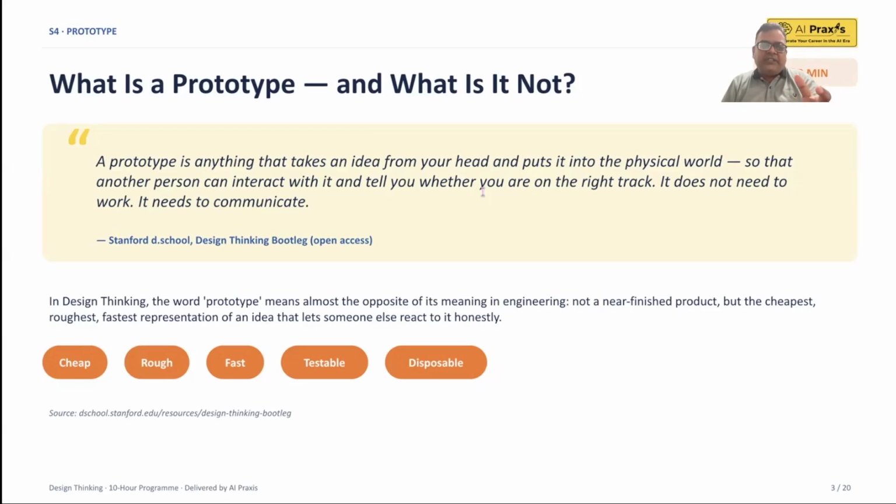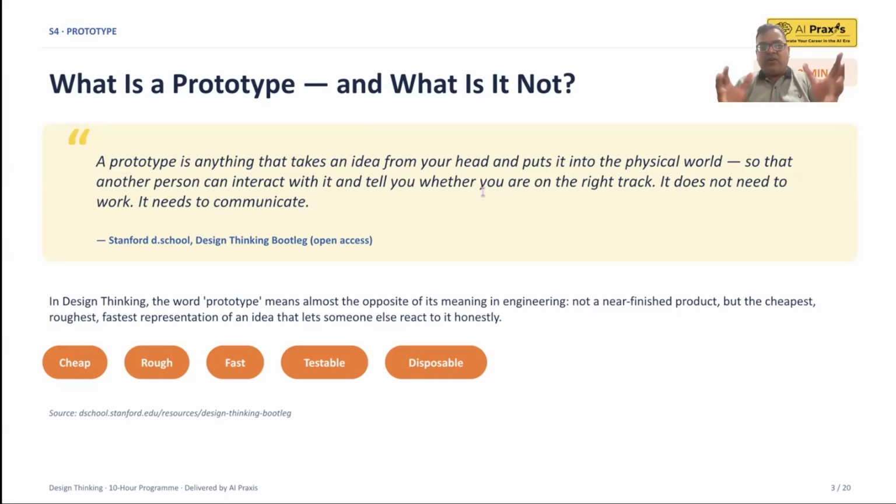Think about companies like Airbnb, for example. Before writing sophisticated software, the founders simply photographed their own apartment, created a basic web page and waited to see whether strangers would actually book a room. That simple experiment became proof that people trusted the idea. The prototype wasn't the platform, it was the learning.